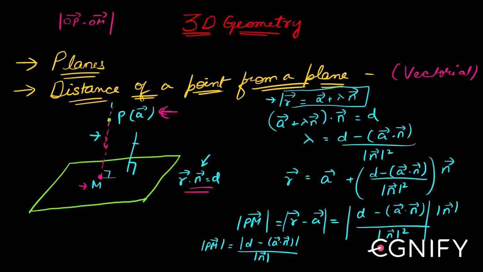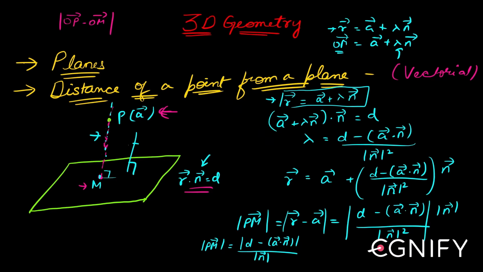So this line will strike the plane at some point M. I'm assuming that point R bar. So I need that point R bar, right? R bar is equal to A bar plus lambda N. This represents every point on this particular line. So I will assume that my M is equal to this. I'll assume that my OM bar is equal to A bar plus lambda N. I need the lambda, right? Once I get the lambda, I'll put it here and I'll get the OM.